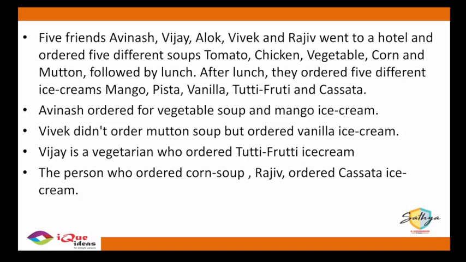Try to solve it. Basically, there are 5 friends ordering 5 different soups and 5 different types of ice creams. You have to match all 3. Who ordered what? There are 3 things to be matched: name of the friends, name of the soups, and name of the ice cream. That's all. The questions will be based on this. So if you can match all 3, your work is done. Give it some time, then I'll show you one of the ideal ways of doing it.